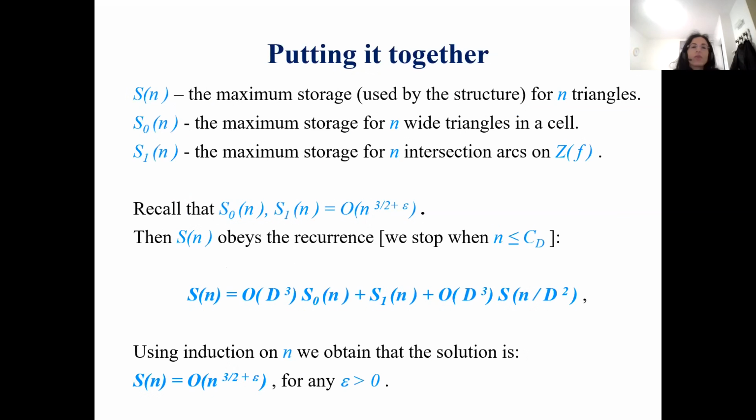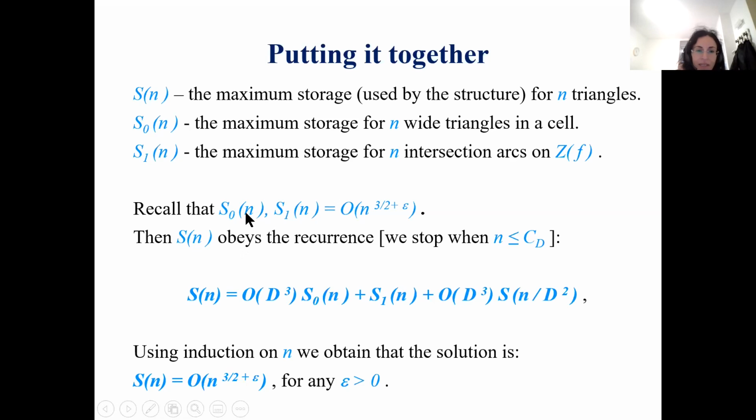Okay, so now let us put all these bounds together and show the analysis of the storage complexity. So S(n), that's the maximum storage complexity used by our data structure for n triangles. S0(n) is the maximum storage complexity for n white triangles in a cell. And S1(n) is the maximum storage complexity for intersection arcs on the zero set.